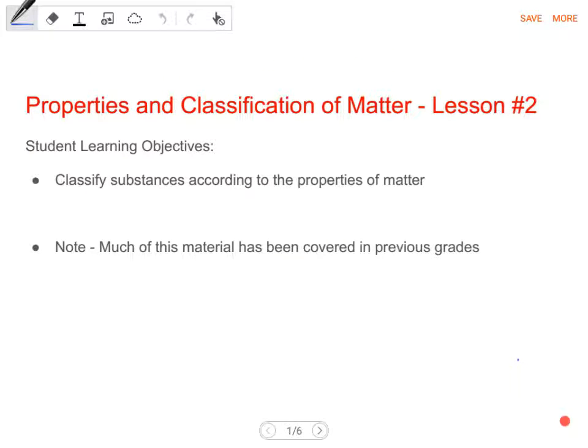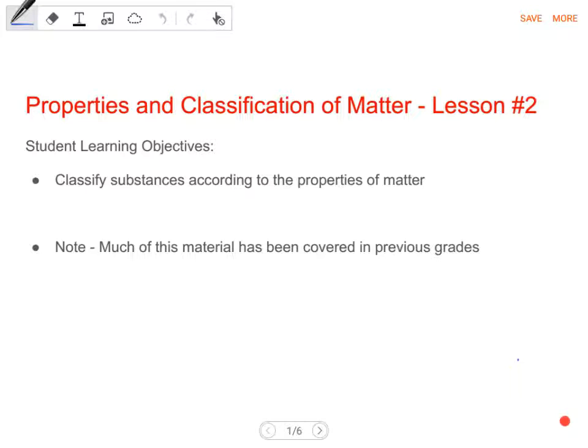Hi everybody, it's now time for lesson 2 of Chemistry 10. It's properties and classification of matter. This is definitely something that most of you have done before. It's part of grade 9. Nothing too new and huge here. It is important to know this information though.